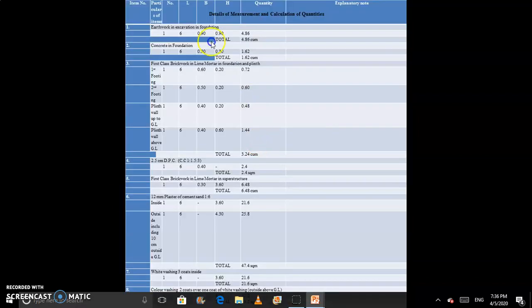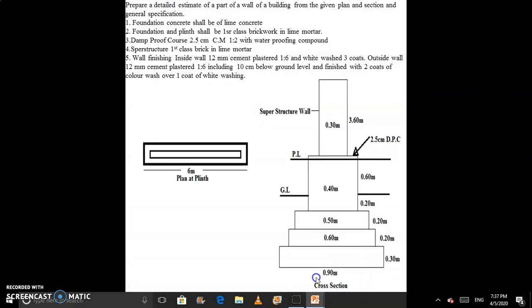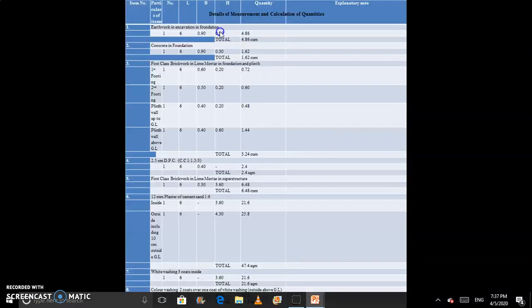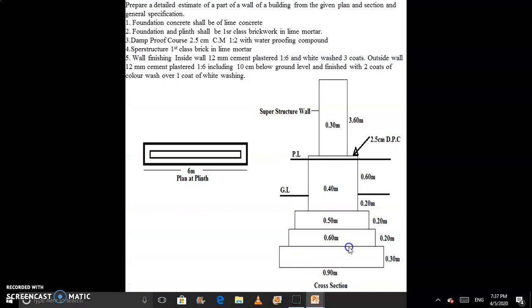Length of wall is 6 meter, so we write 6 meter. Width of foundation is 0.90. Quantity is the multiplication of the columns from number to height. We multiply these columns and get the quantity, and the unit of this quantity is cubic meter. We already know that for thick items we consider cubic meter, and for thin items we consider square meter. Now the second one, we have to find concrete in foundation.